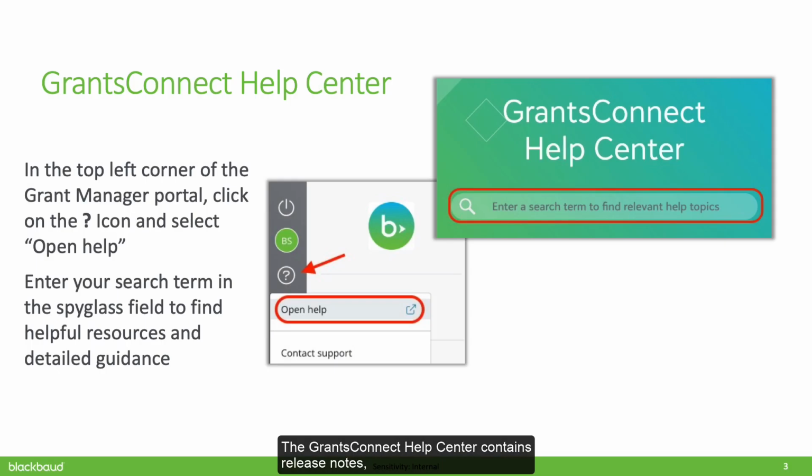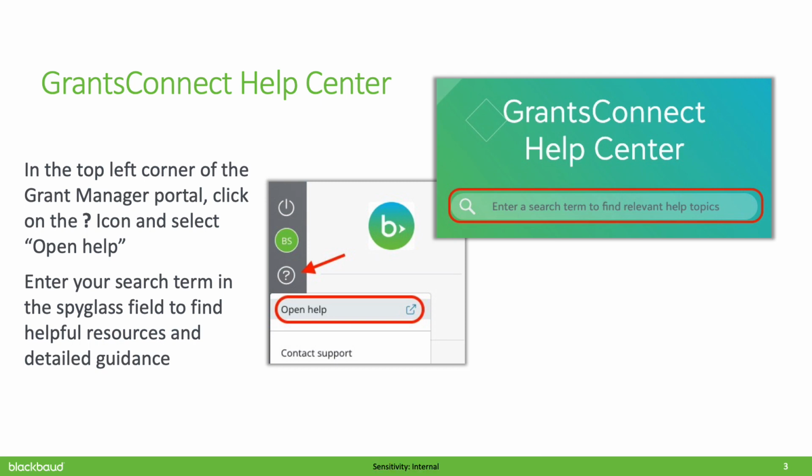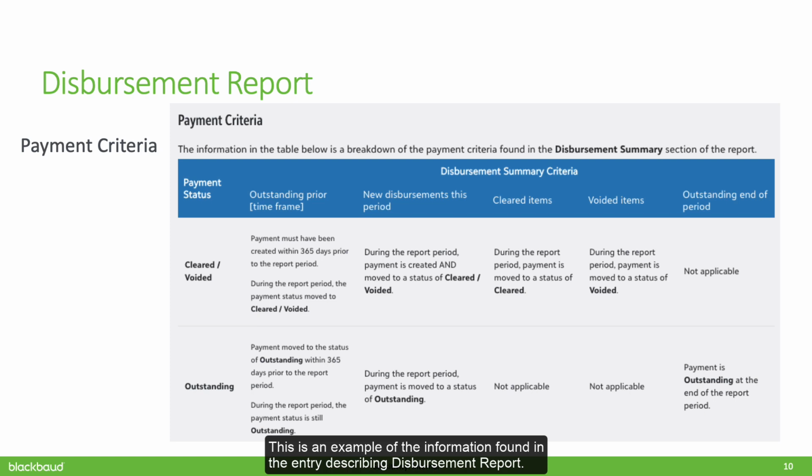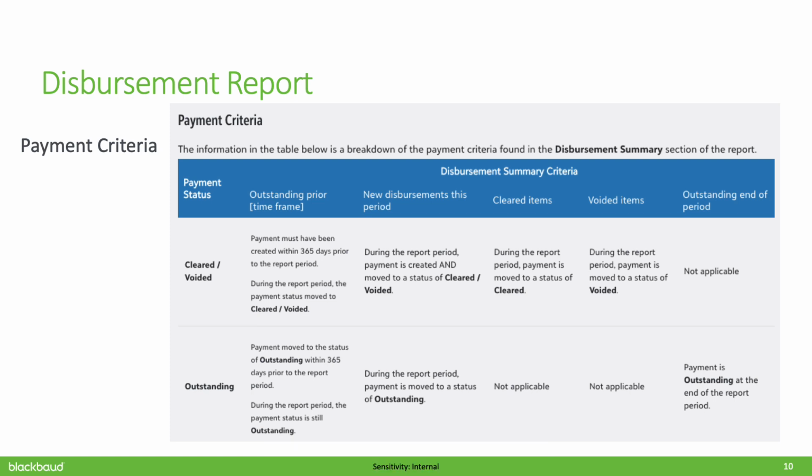The GrantsConnect Help Center contains release notes, get started guides, a video library, and access to Community and Idea Bank. It's accessible at any permission level and can be found by clicking the question mark icon on the upper left side of the screen. To search for a specific topic, type a search term in any field containing a spyglass icon. This is an example of the information found in the entry describing Disbursement Report.